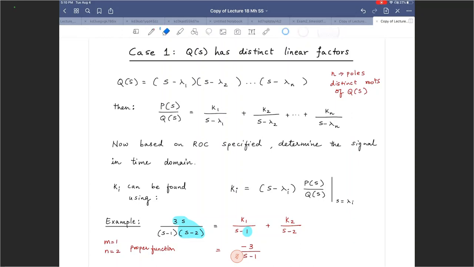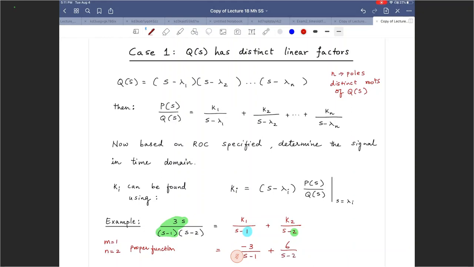I'm going to erase this quickly and then look at the second one for k2. So for k2, I'm going to essentially multiply this by s minus 2. So that cancels out. And I'm going to evaluate that function highlighted in green at 2. So I get 3 times 2, that is 6, divided by 2 minus 1, which is 1. So I get 6 here, plus 6 divided by s minus 2.